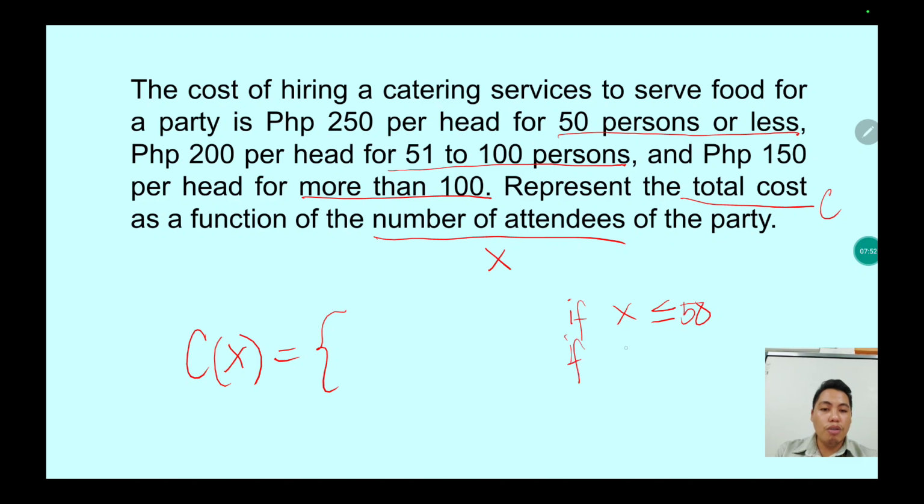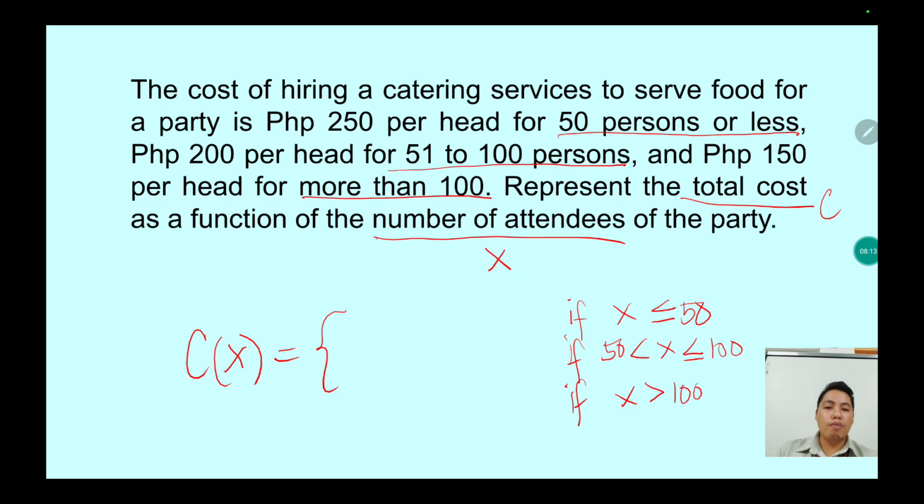And the second one will be 51 to 100 persons. So we can say greater than 50, that's 51, but less than or equal to 100 persons. And the third one is more than 100, so our x is more than 100.